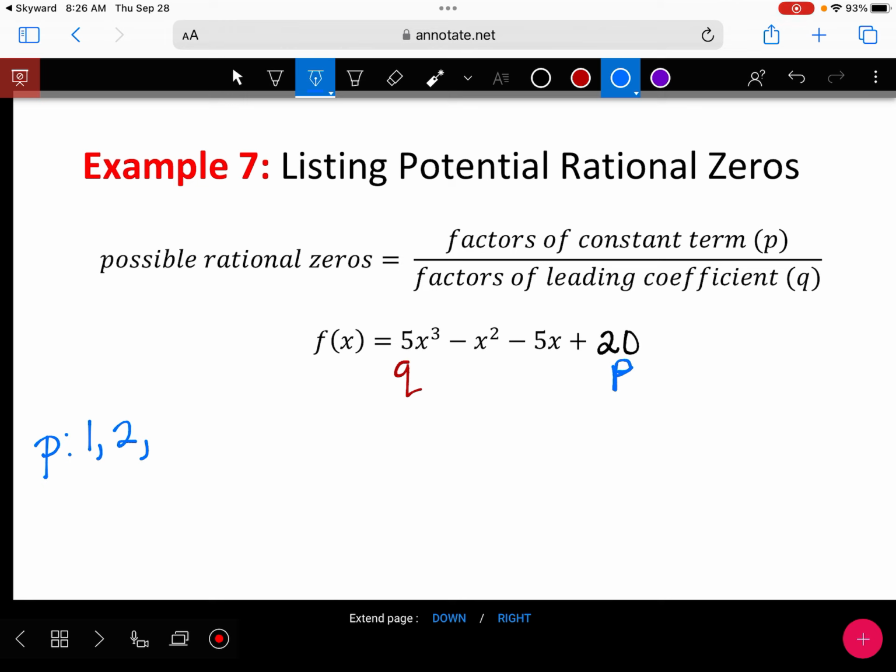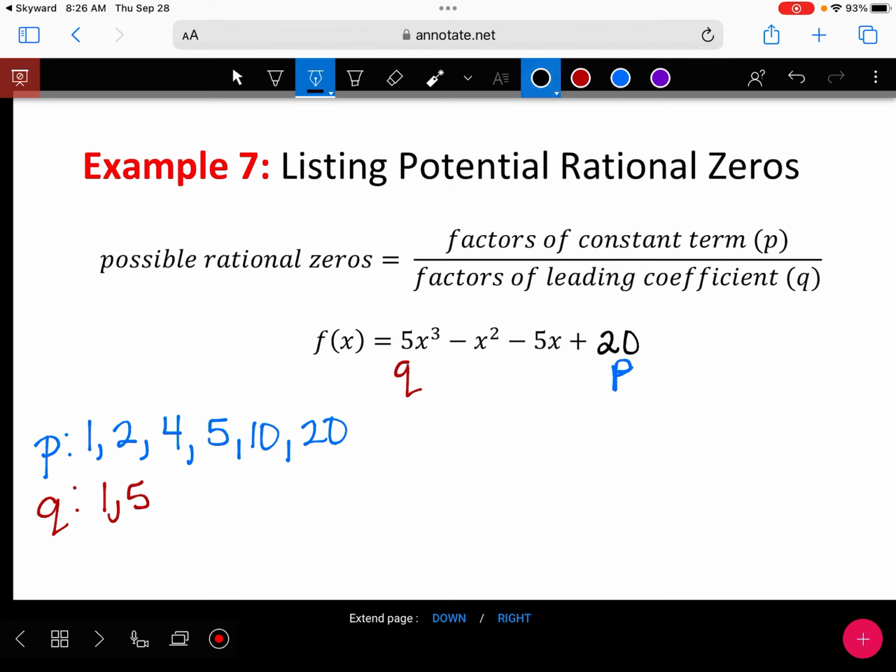One more time. 1 and 5? Oh, you have to always include 1. So it's 1 and 5. 1 is always included. So it's 1, 2, 4, 5. Okay, so for P it is 1, 2, 4, 5, 10, and 20. And for Q, it's just 1 and 5.